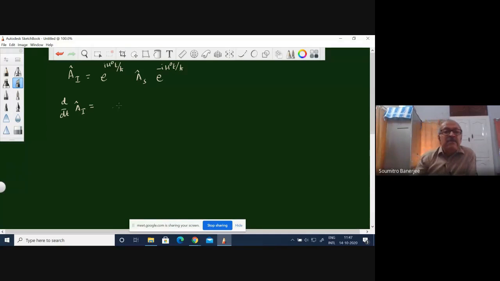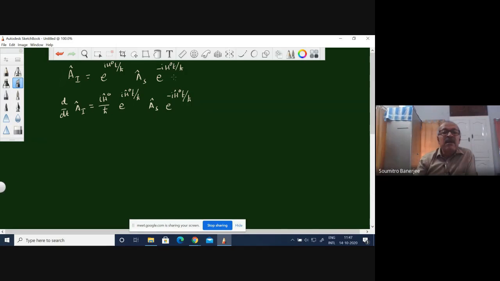So when we take the derivative, there are three terms which could potentially depend on time. This may or may not have an explicit dependence on time, but we have to keep that possibility. So first we take a derivative of this. It gives i H naught by h cross. Then the rest remains the same: e to the power i H naught t by h cross, A_S, e to the power minus i H naught t by h cross. First term done.